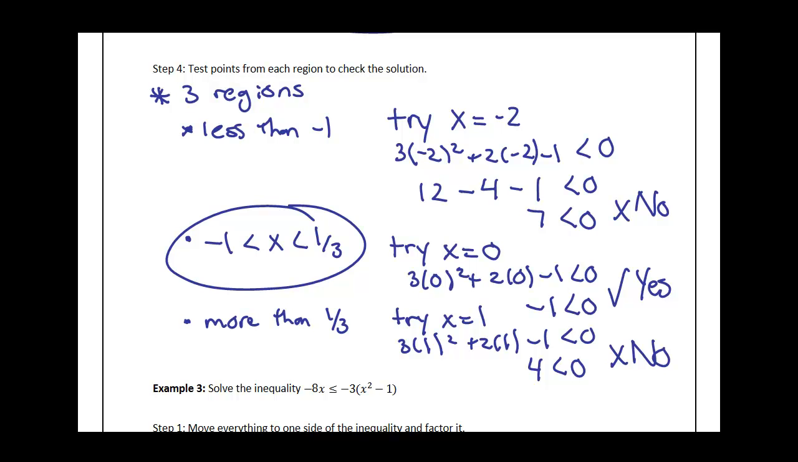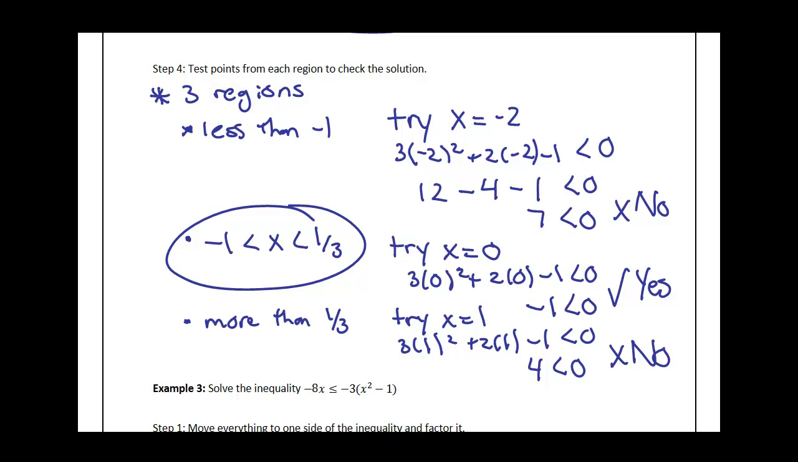So from here, we can see that we did all our work correctly, and we got the right solution, where 3x squared plus 2x minus 1 is less than 0 in between the points of -1 and +1/3. So that's how we go ahead and solve a quadratic inequality in one variable.